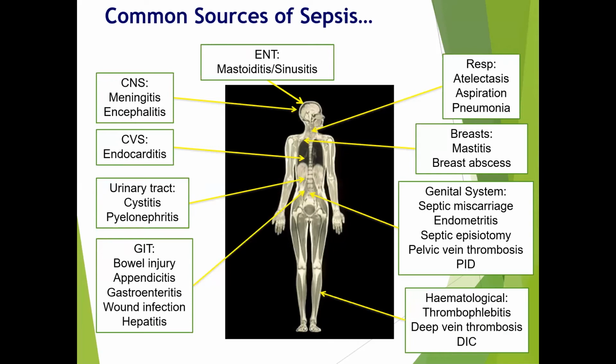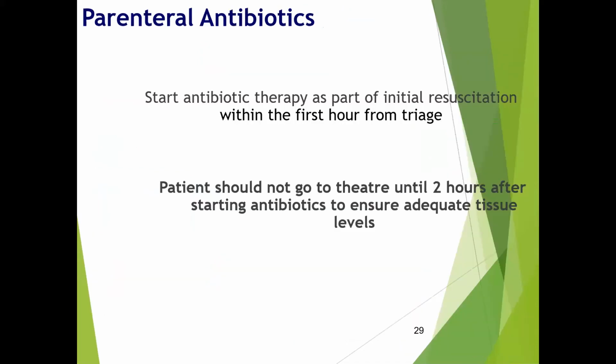So you assess your patient from head to toe. Does this patient have sinusitis, mastoiditis, any signs of meningitis, pneumonia, breast abscesses, pyelonephritis, appendicitis, septic episiotomies, etc.? Until you assess this patient from head to toe and know what the source of your infection is, you won't be able to manage this patient and they will actually deteriorate under your care. So when you look at your parenteral antibiotics, start antibiotic therapy as part of initial resuscitation.